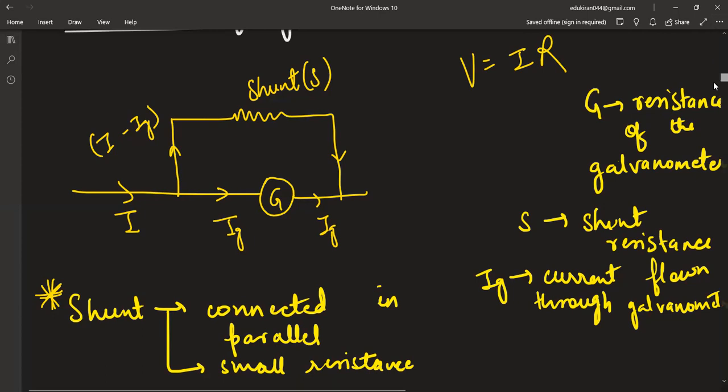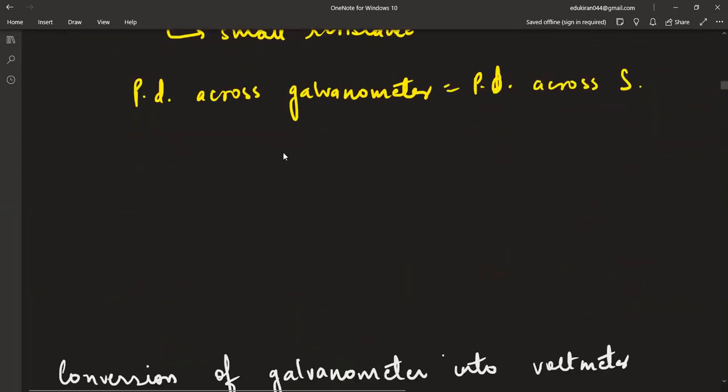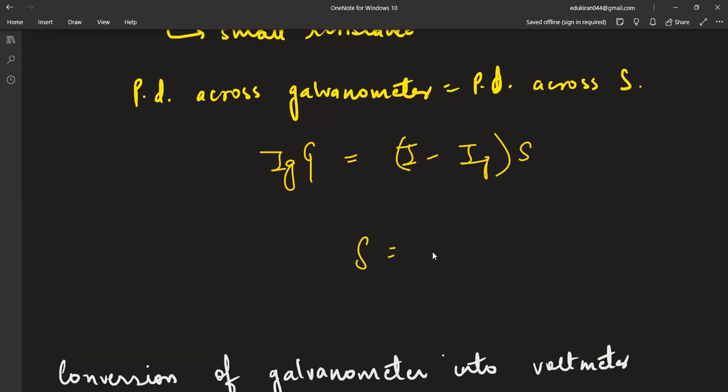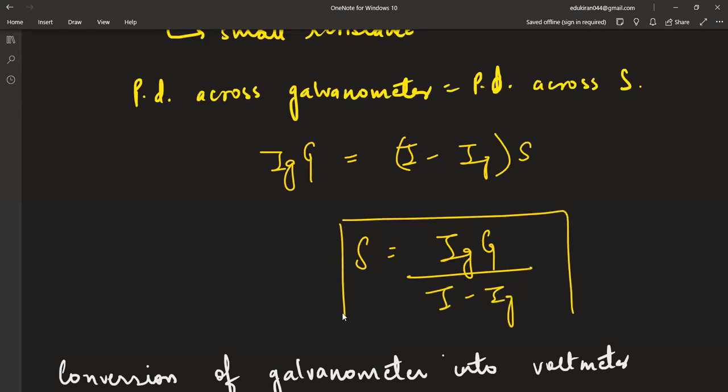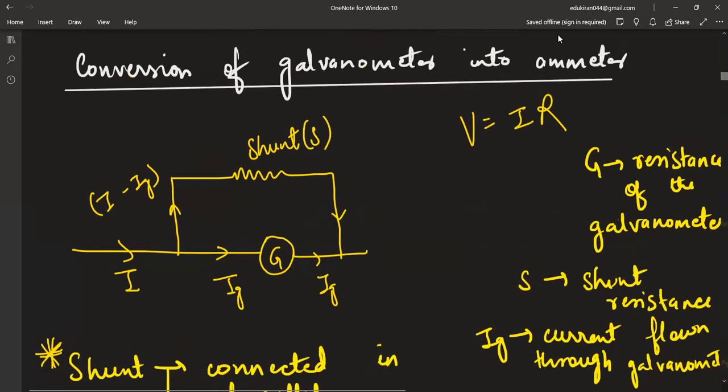So how should I write it? This is Ig into G is equal to I minus Ig into S. So value of shunt resistance from this is S = Ig G divided by I minus Ig. So this formula we'll be using. Simple formula you will get to calculate the value of shunt. That's it. This is how we convert galvanometer into ammeter. Write it down, then I'll discuss about voltmeter.